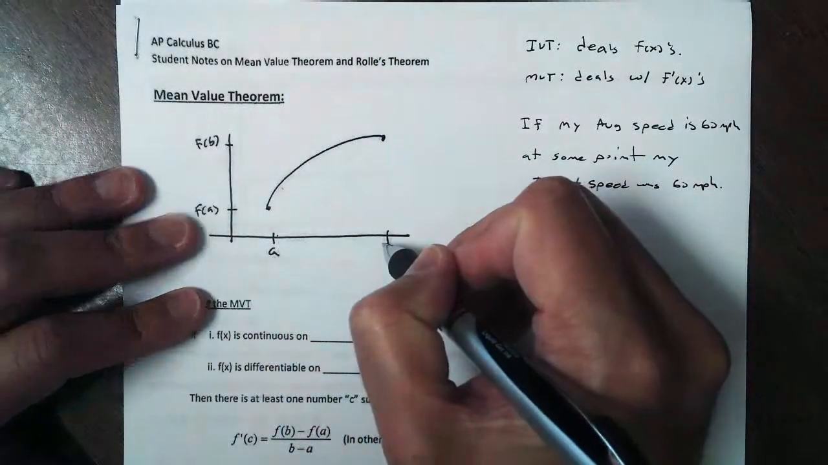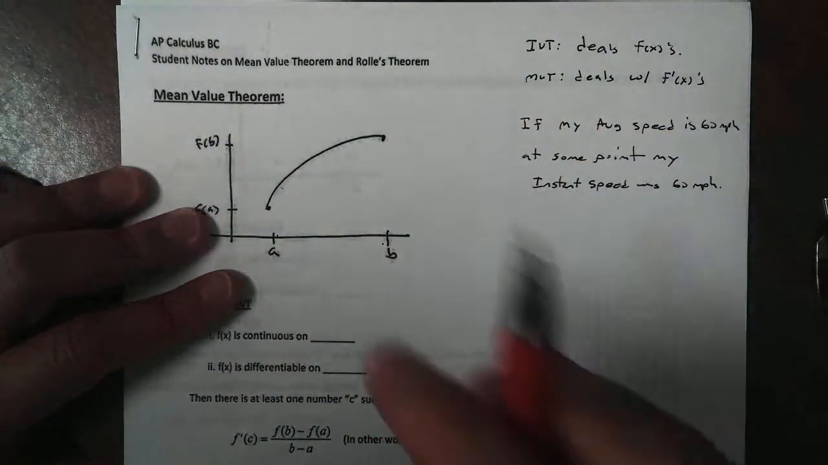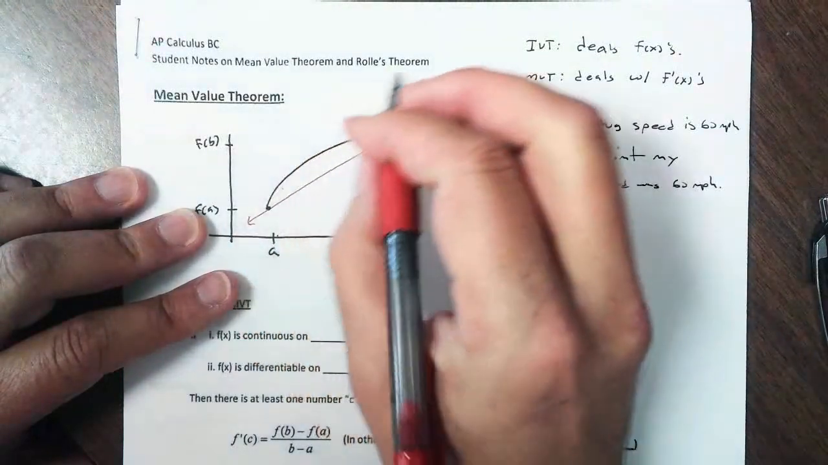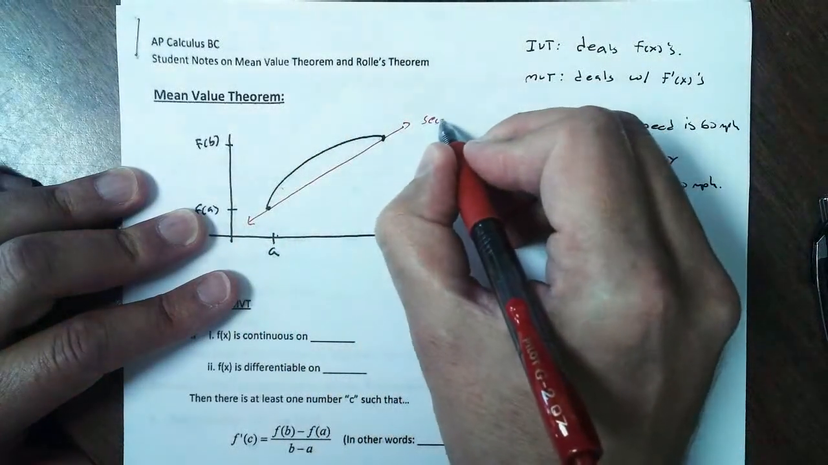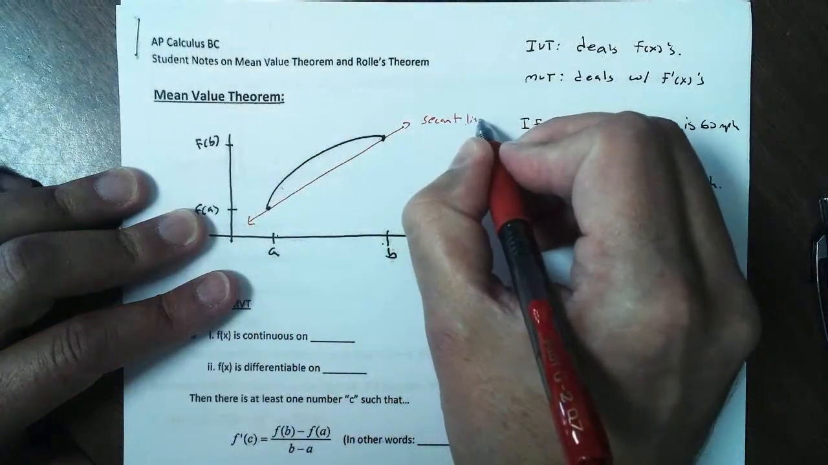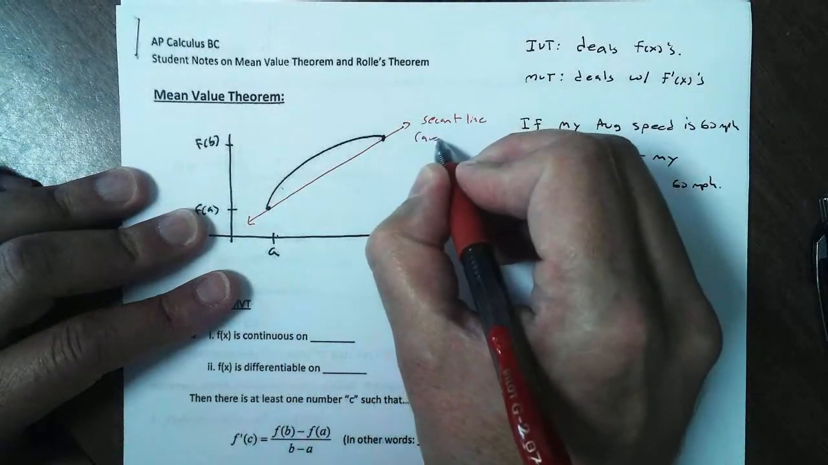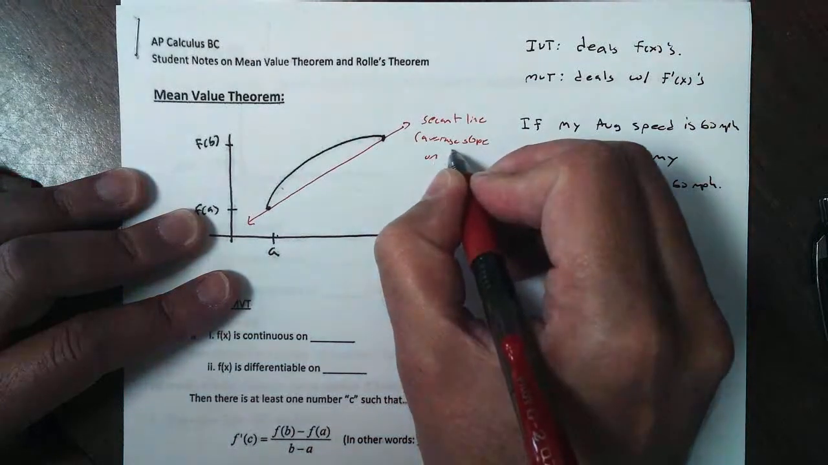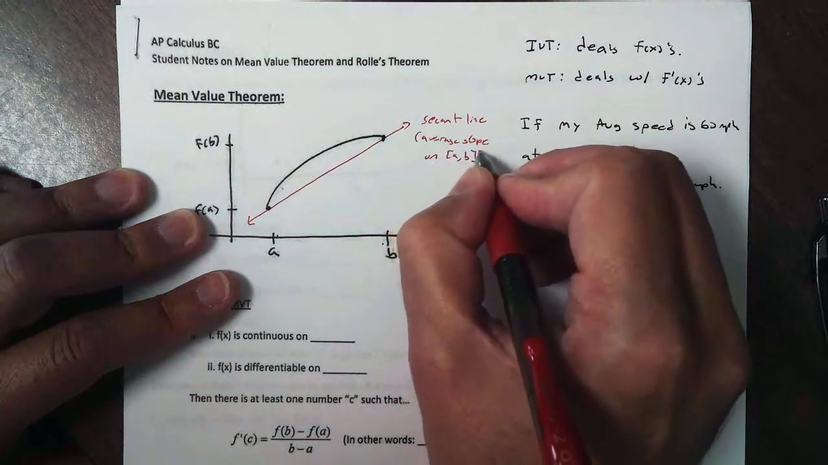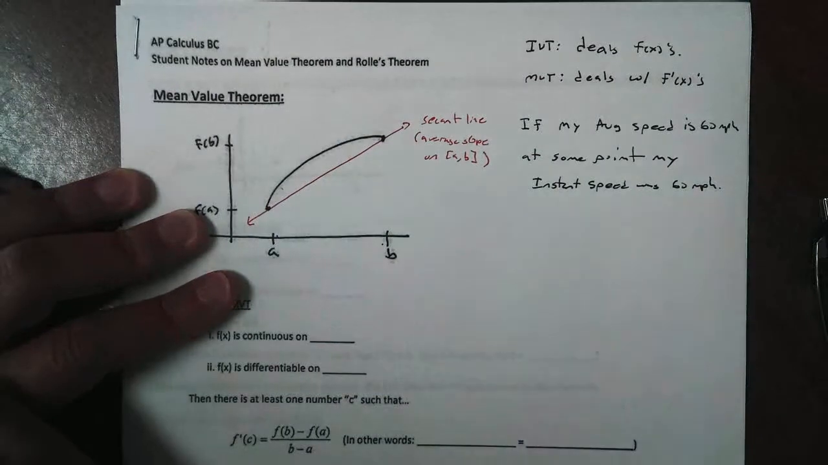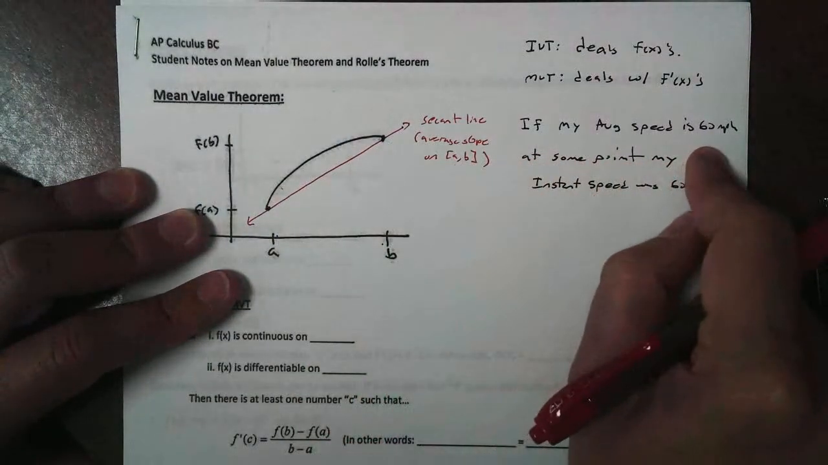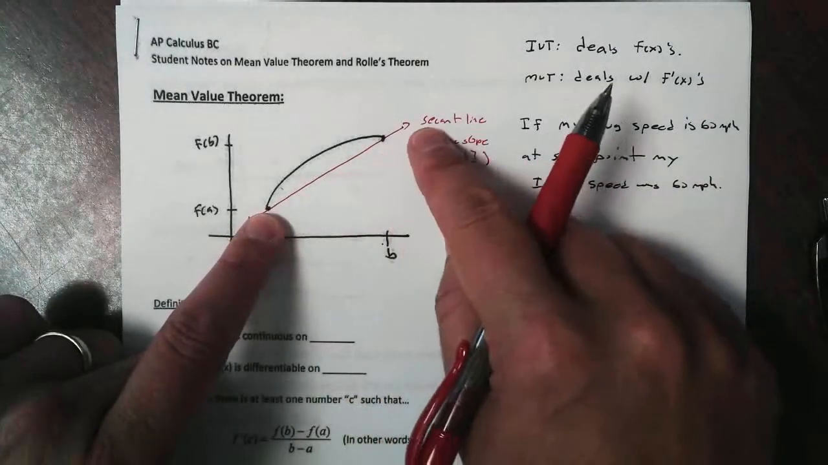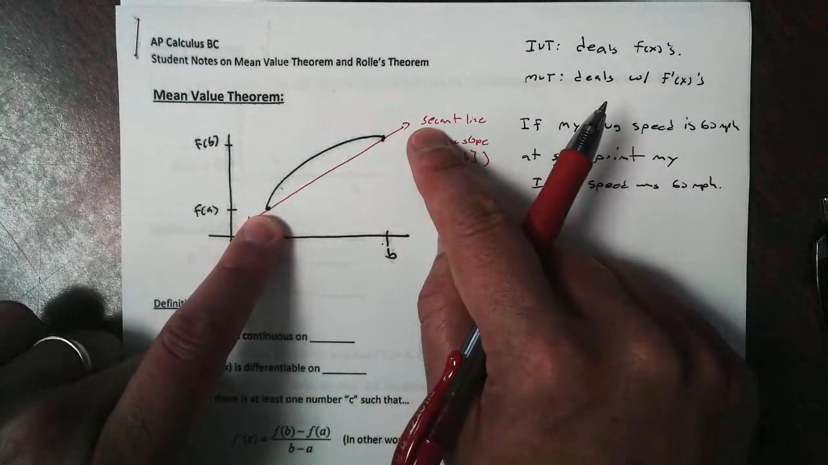So, to give you an example, let's say we have a function right here. We have values at A and values at B. If I draw a secant line connecting these two, I can find the slope of the secant line. This would give me an average slope on A to B. That would be like my average speed of 60 miles per hour. If I'm starting at time A and ending at time B, I can get my average speed.